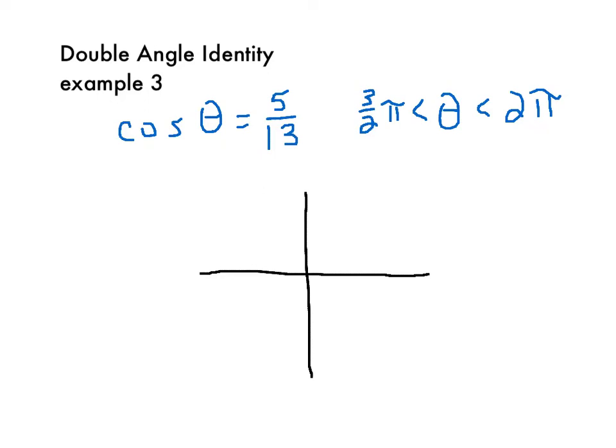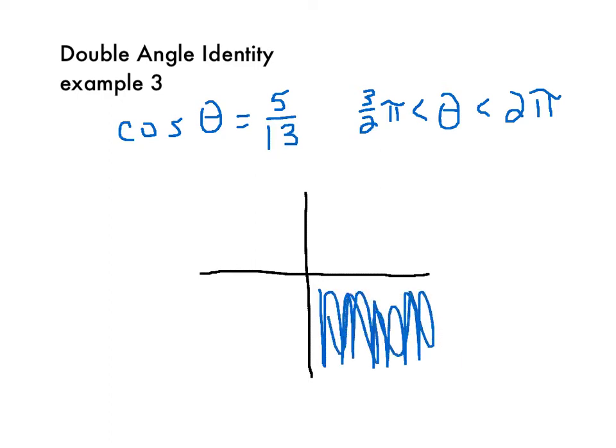Welcome back. We're going to do the third example here for a double angle identity style of problem. Before we get started, the information this problem gives us is that the cosine of our angle theta is equal to 5/13. They're also telling us that theta is between 3/2 pi and 2 pi. So our angle is going to be somewhere down here in the fourth quadrant.